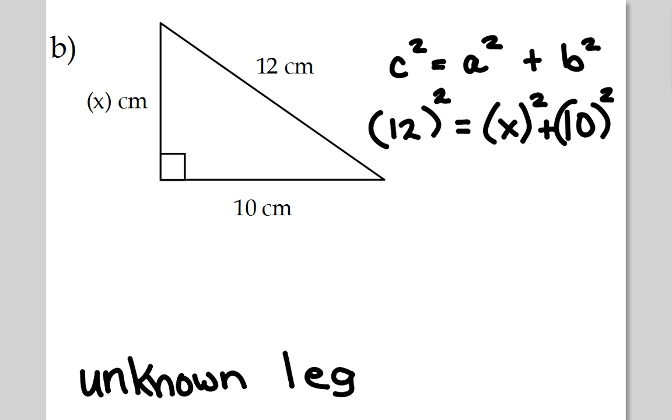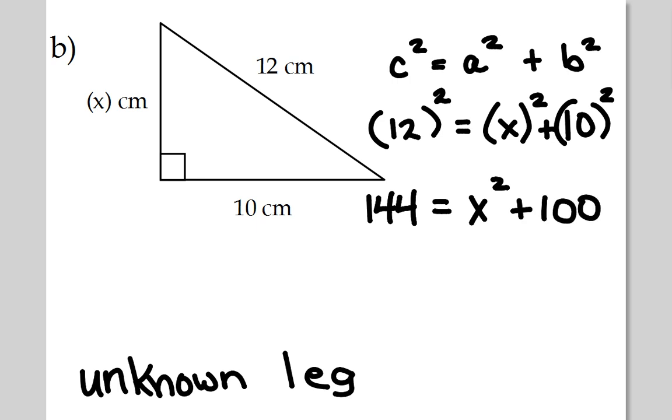Any issues with that, you guys? Does that feel okay? Question? That's exactly where I'm headed. Good man. So we have 12 squared is 144. x squared, we can't do much with that. And 10 squared is 100.